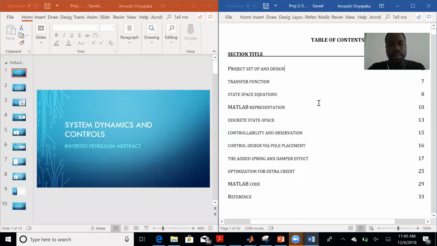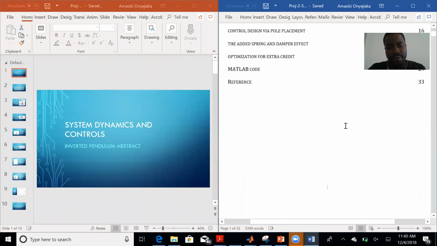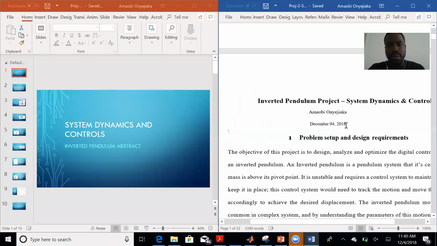This is a presentation on system dynamics and control: inverted pendulum abstract. This is the final presentation. In the final presentation, we're just going to focus on the MATLAB evaluation part of the project.